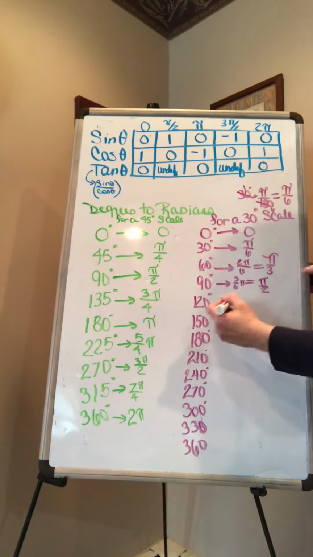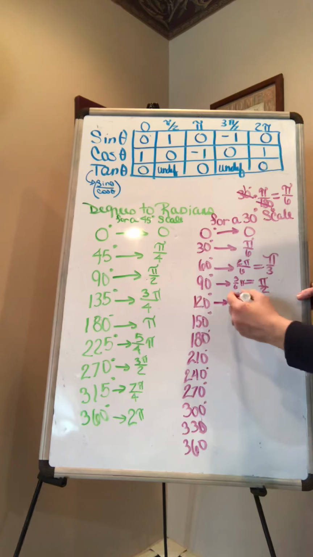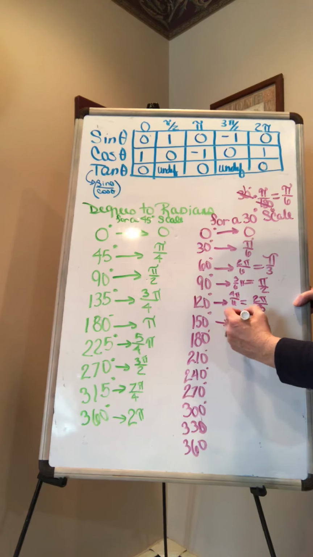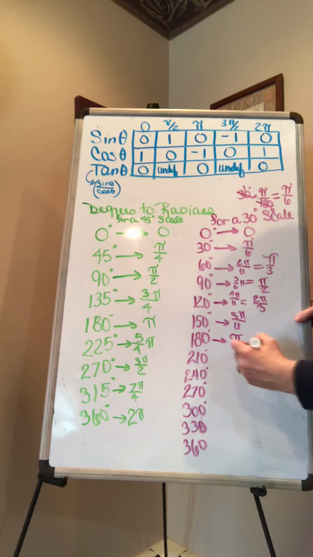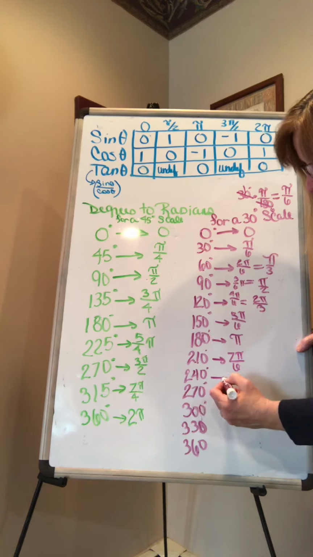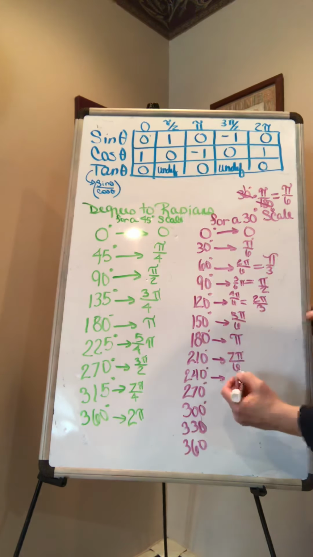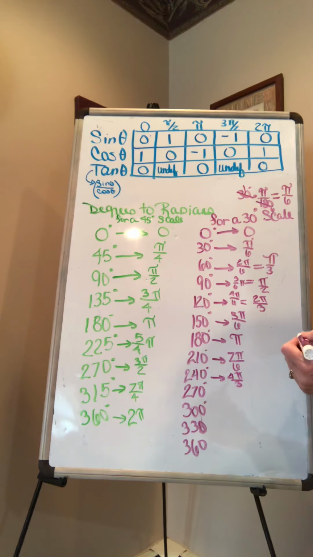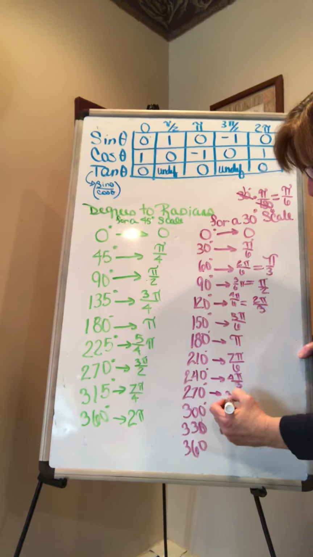So let's continue to count by sixths. This would be 4 over 6. But that would reduce to 2 pi over 3. This would now be 5 pi over 6, can't reduce it. This would be 6 pi over 6, which would be pi. This would be 7 pi over 6, no reducing. This would be 8 pi over 6, but 8 pi over 6 would reduce to 4 pi over 3. Would be 9 pi over 6. This would reduce to 3 pi over 2.